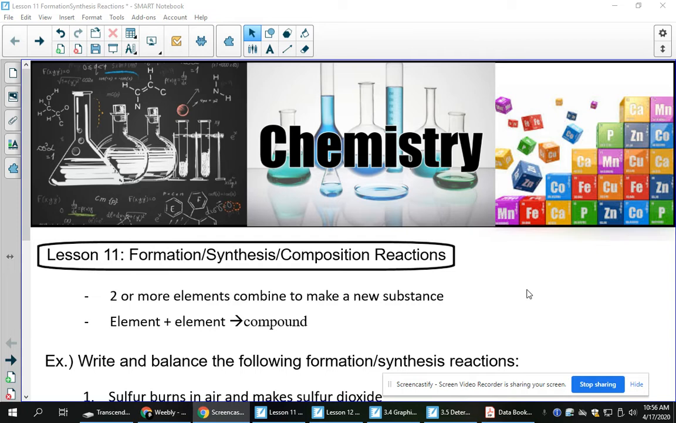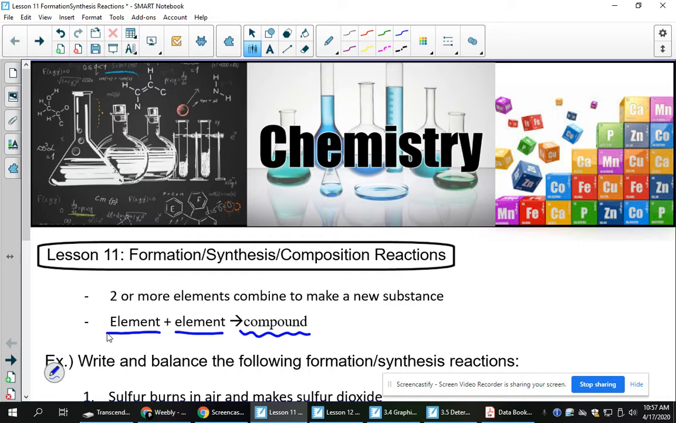So formation reactions are when you take some elements from the periodic table and they form a compound. So like if we took hydrogen and oxygen and put them together and they made water, hydrogen and two oxygens. Formation reactions can be called synthesis or composition reactions. All of those words just mean you're forming a compound out of elements on the periodic table. So here we can see that we take an element from the periodic table plus another element and it makes a compound.